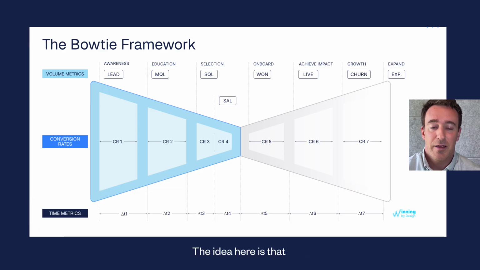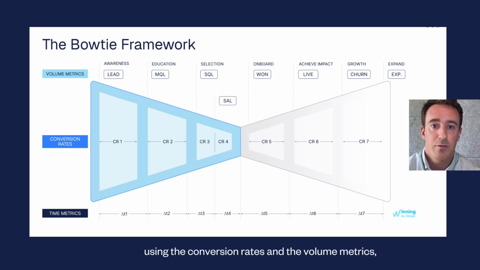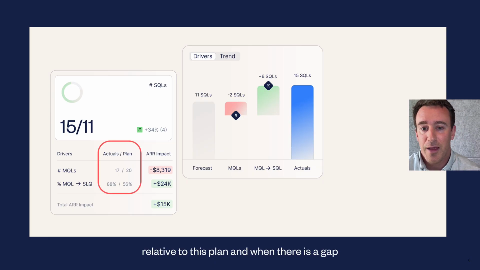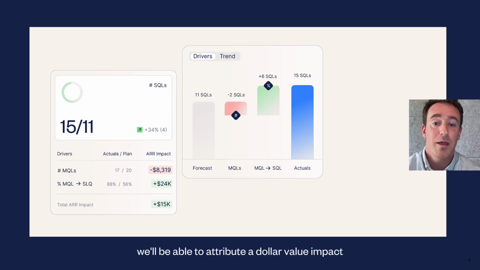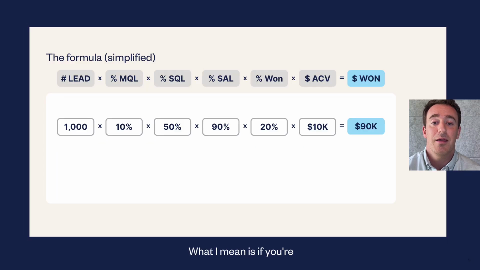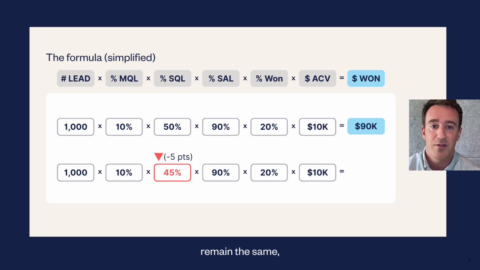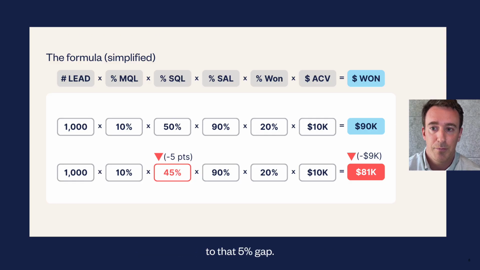The idea here is that if you're building out your plan using all of these metrics and broken down by customer journey, using the conversion rates and the volume metrics, you'll be able to then track the actuals relative to this plan. And when there is a gap or a difference between the actual and the forecast, we'll be able to attribute a dollar value impact to that gap. What I mean is if you're, let's say, off by 5% on a given conversion rate, and we assume that all other variables remain the same, we'll be able to attribute a dollar value impact to that 5% gap.